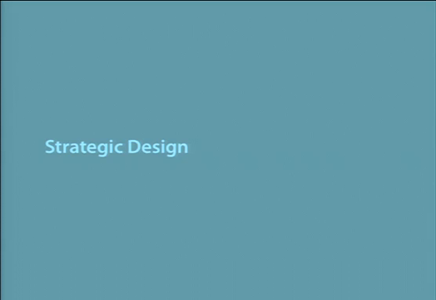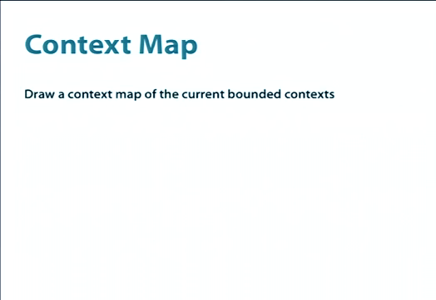I want to talk real briefly about a concept called strategic design. So I said we talked about bounded context a moment ago. So strategic design, we said we have multiple bounded contexts, we have multiple models. So if you're working on an existing application, what you want to do is identify what bounded contexts already exist. You do this through what's called a context map.